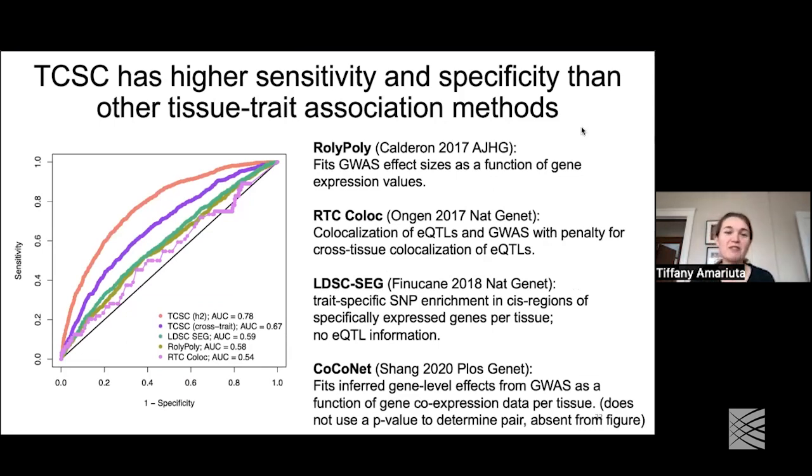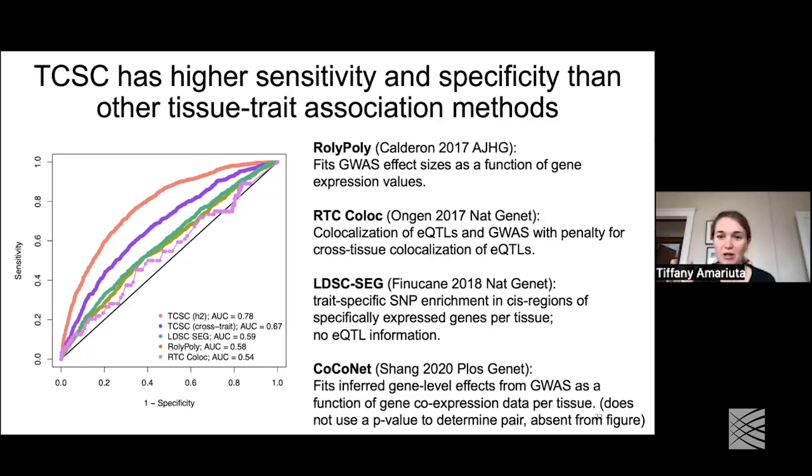So as promised, I wanted to show a comparison of TCSC to other tissue trait association methods. On the right, I have a list of a few that have been published over the last few years. In the interest of time, I will just quickly mention what these methods are: Roly-Poly, RTC-Colog, LDSC-Seg, and CoCoNet.